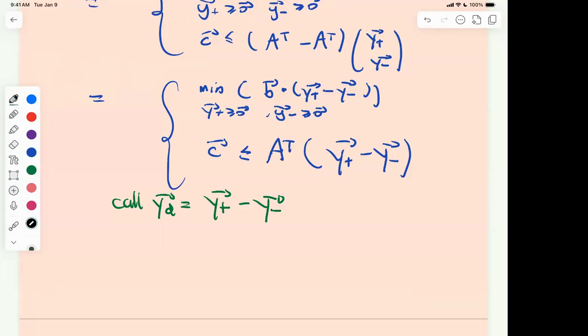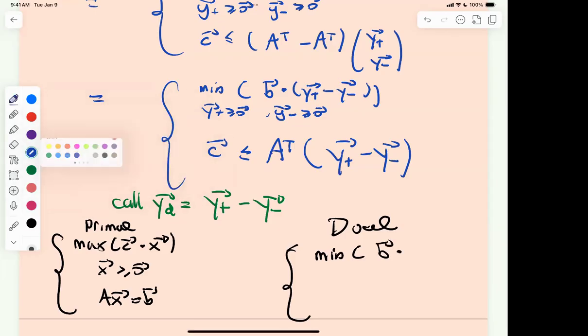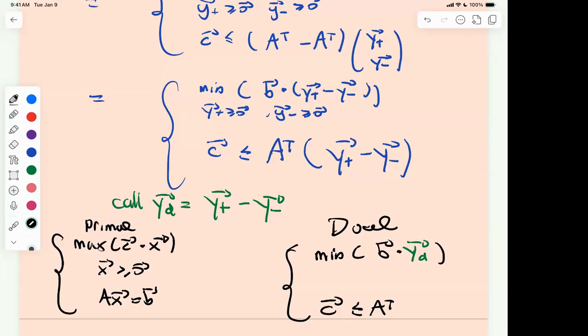And what we just found is that if you had an original optimization problem where it was this dot product where everything is non-negative and you had this equation, if this was a primal, then the dual here is a min between this vector b and this vector yd that I'm calling now, where c is less or equal than A transpose yd, right?